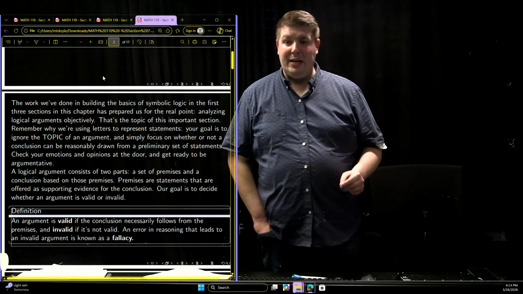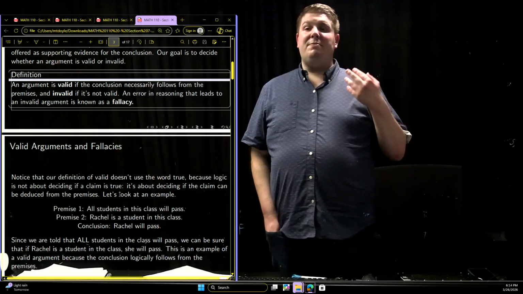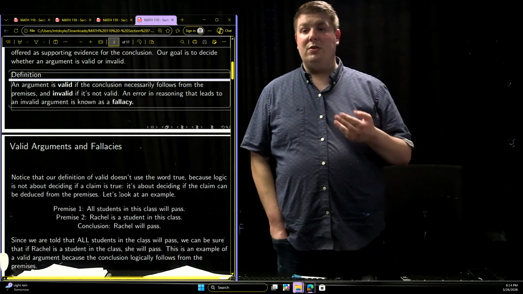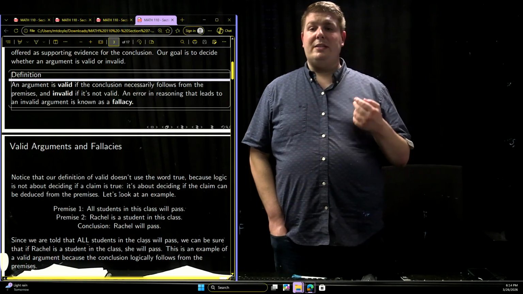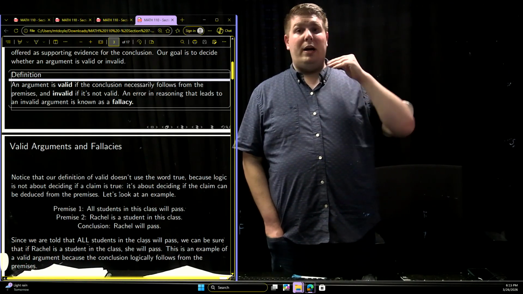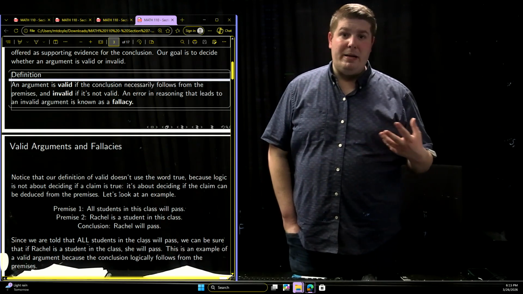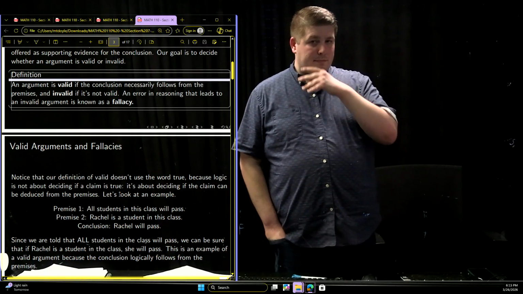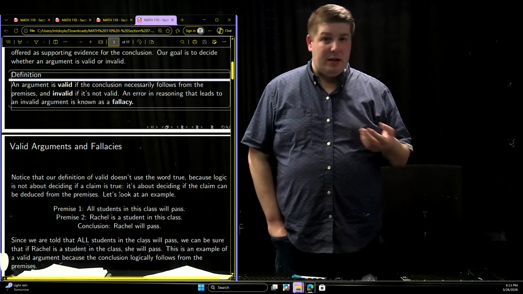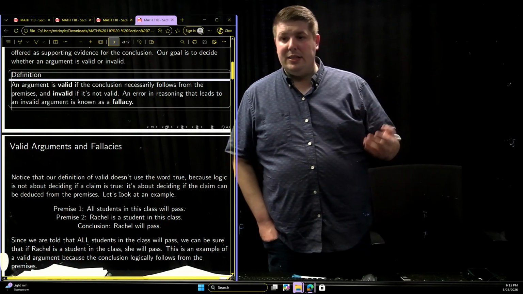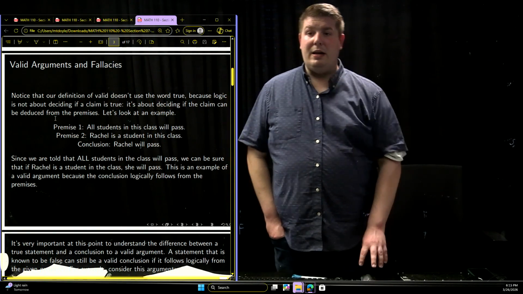Our goal is to decide whether an argument is valid or invalid. When is an argument valid? An argument is valid if the conclusion necessarily follows from the premises, and invalid if it is not valid. An error in reasoning that leads to an invalid argument is known as a fallacy. So essentially what we want is a tautology. If we have a tautology for our argument, then our argument is valid. If our argument has at least one part where it's false, it's not a tautology, then it is not valid.